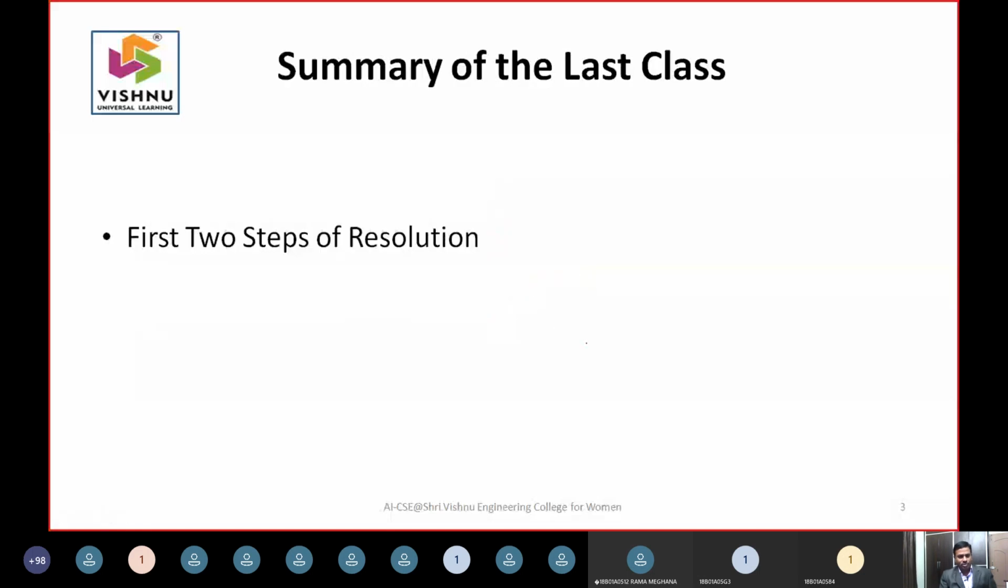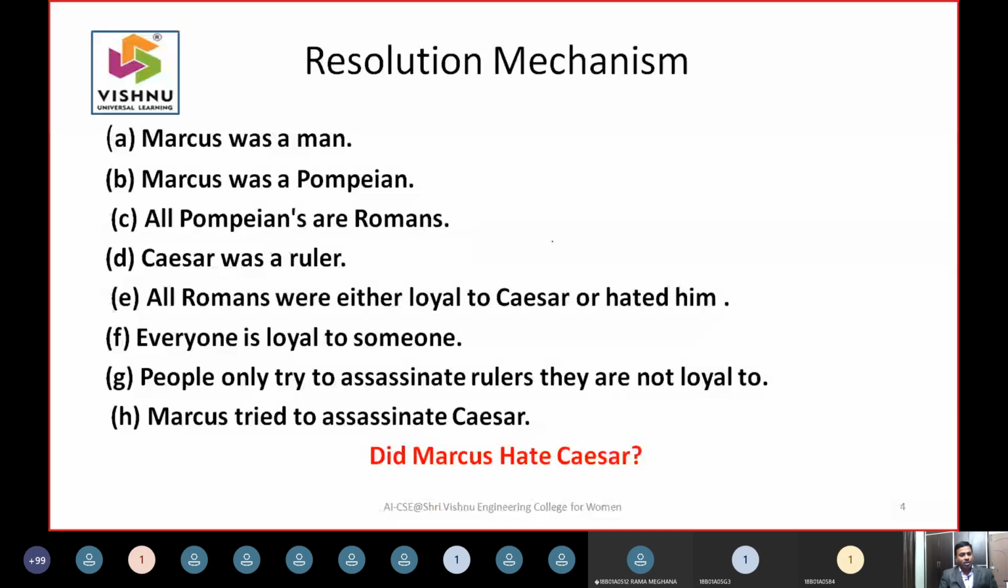The first two steps are understood, but the second step needs more discussion. That is the reason I have kept the second step, how do you convert this first order logic into clause form, in the slides again. This is the example that we are discussing for the last three classes. I have changed the question here. We have converted these statements into first order logic, and in this class we have to convert this first order logic into clause form.